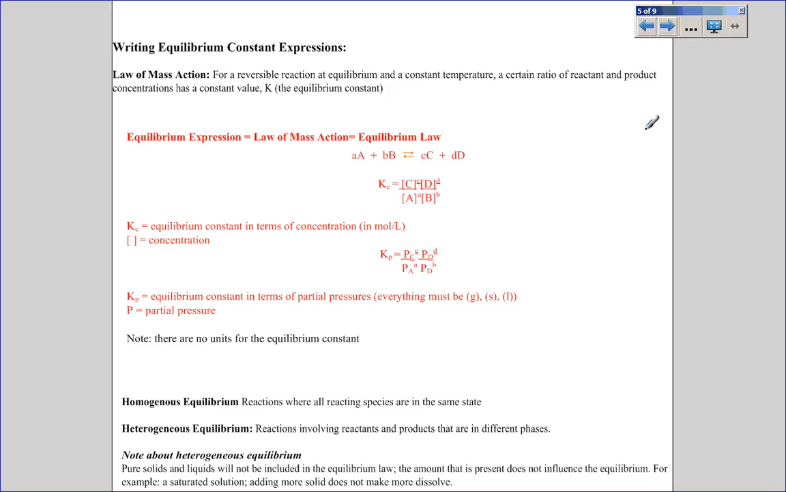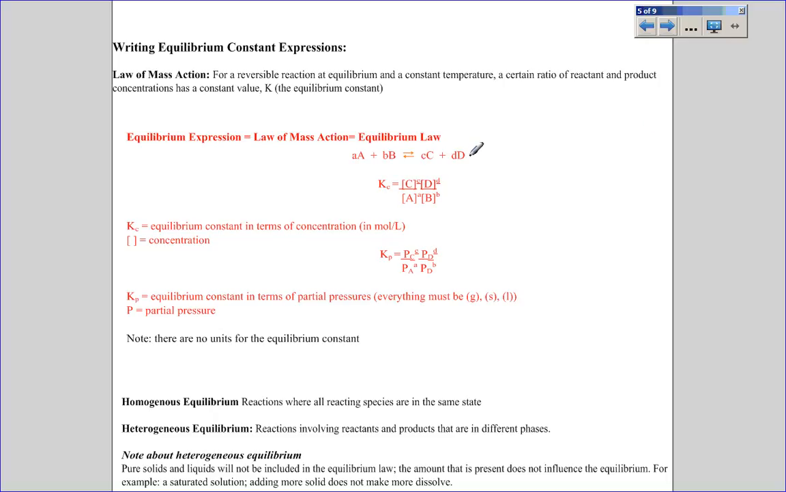So let's look in general. First of all, this expression is called the law of mass action. For a reversible reaction at equilibrium and at constant temperature, that's an important point, a certain ratio of reactant and product concentrations has a constant value. And the certain ratio is the ratio that's connected to the balanced equation.